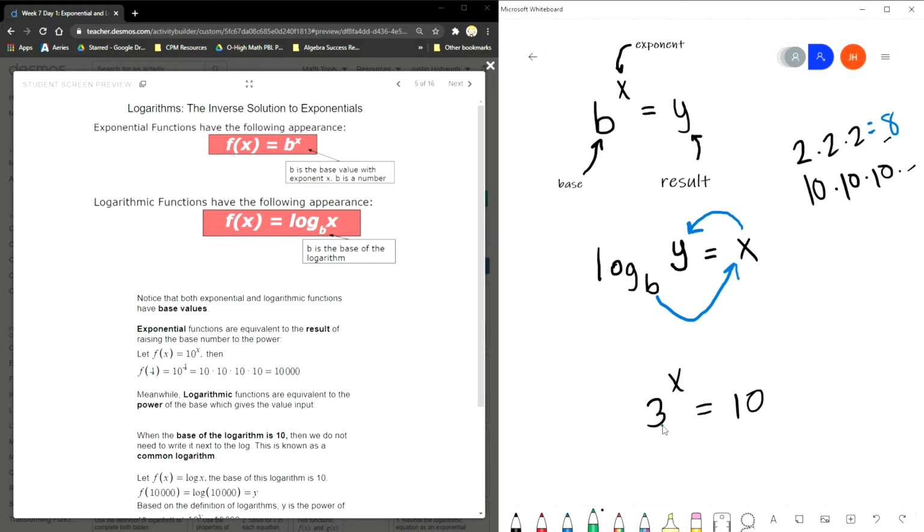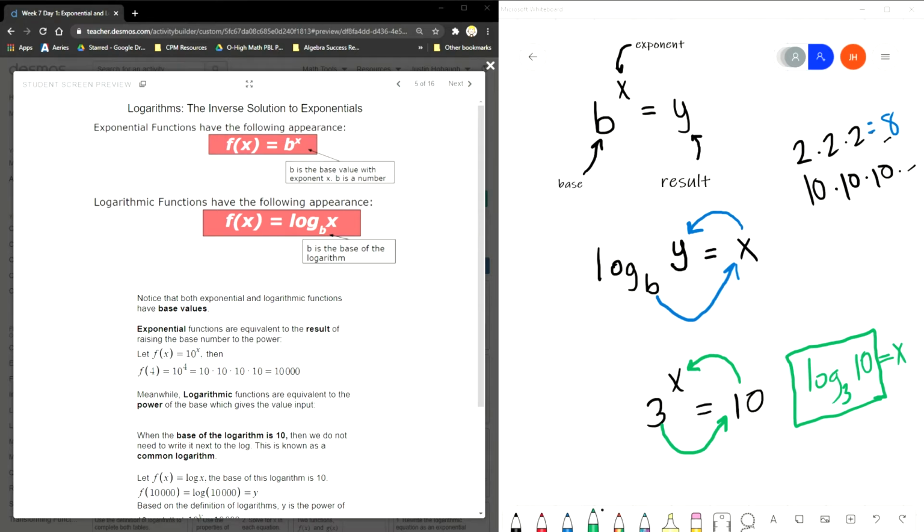I'm going to use my decoder ring to make the log. I would say a base of 3 with an input of 10 should equal this power. So log base 3 of 10 should equal my power, which is x. What's great is that we have calculators in our life which can evaluate that for us. We'll talk more about how to actually evaluate these with a calculator in the future. So that's what I wanted to get out of the way about slide 5.